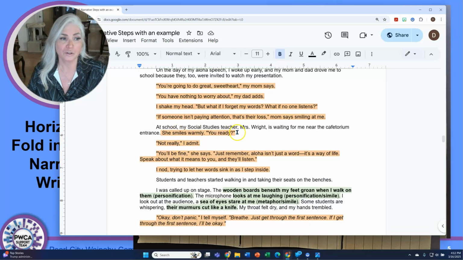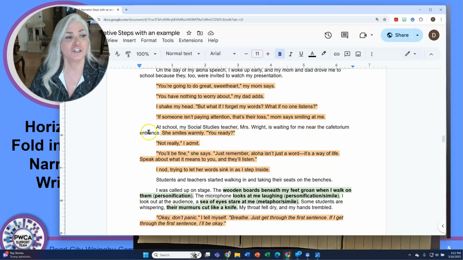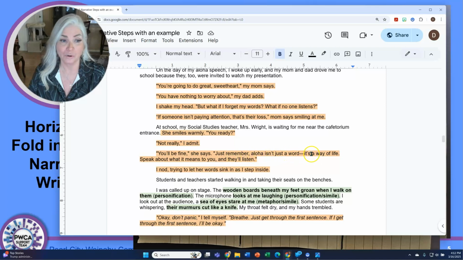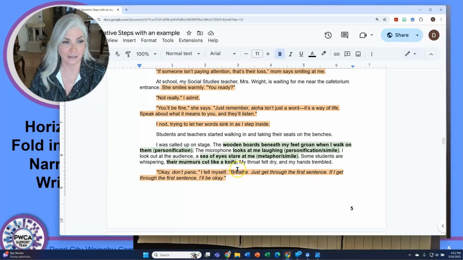At school, my social studies teacher, Mrs. Wright, is waiting for me near the cafetorium entrance. She smiles warmly. You ready? Not really, I admit. You'll be fine, she says. Just remember, aloha isn't just a word, it's a way of life. Speak about what it means to you and they'll listen. I nod, trying to let her words sink in as I step inside.